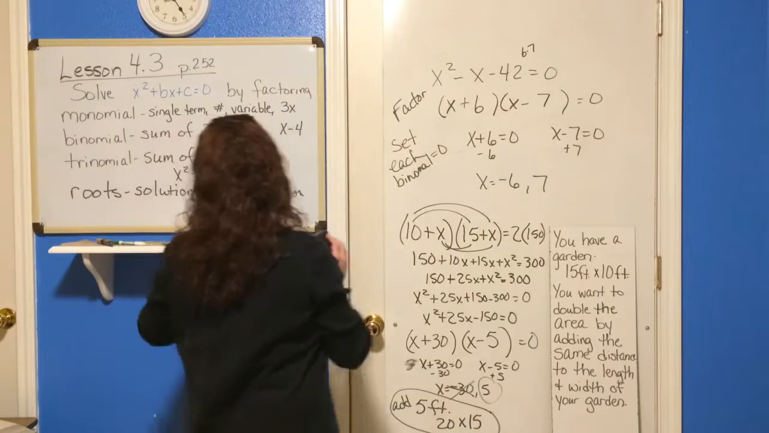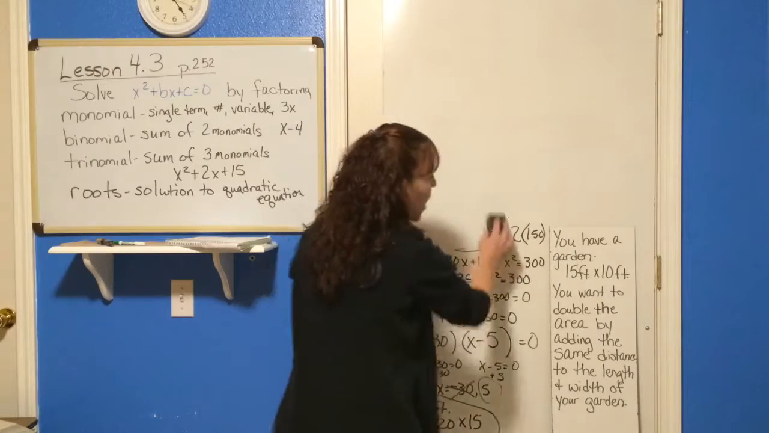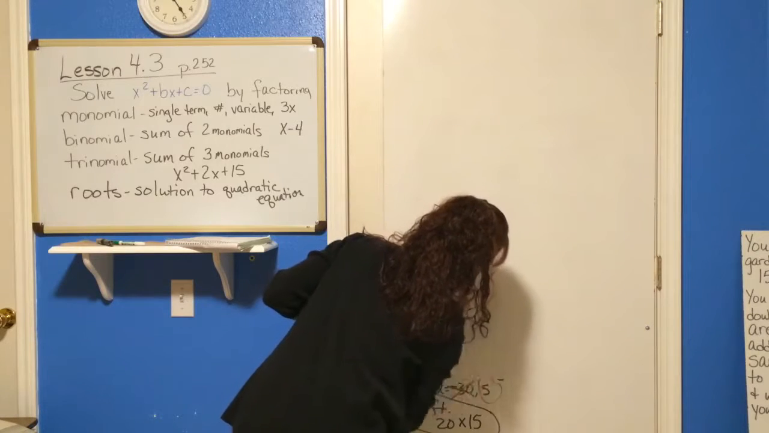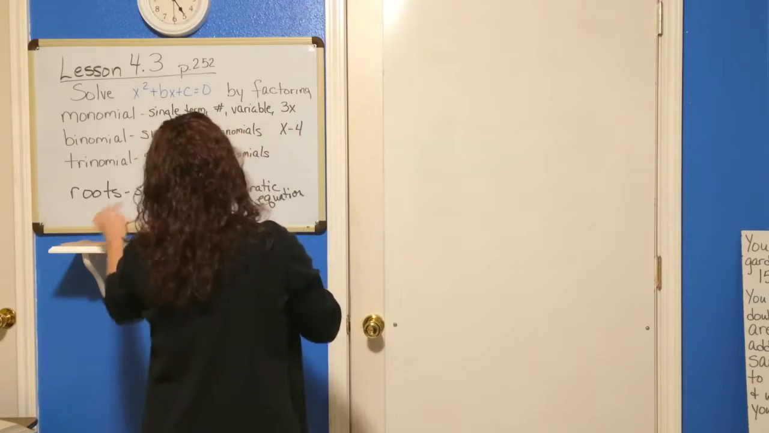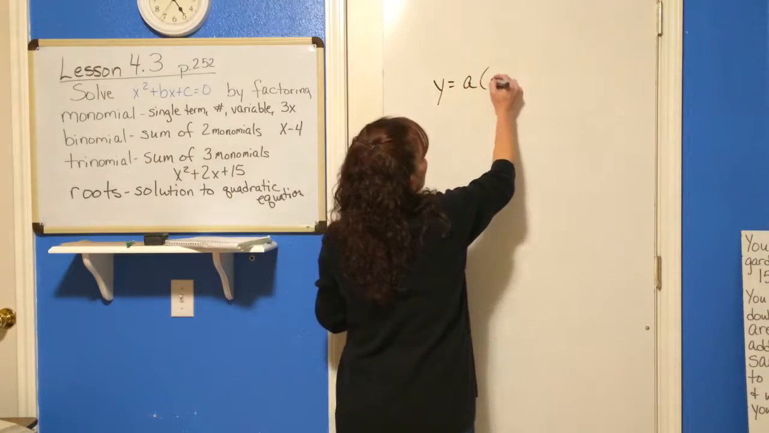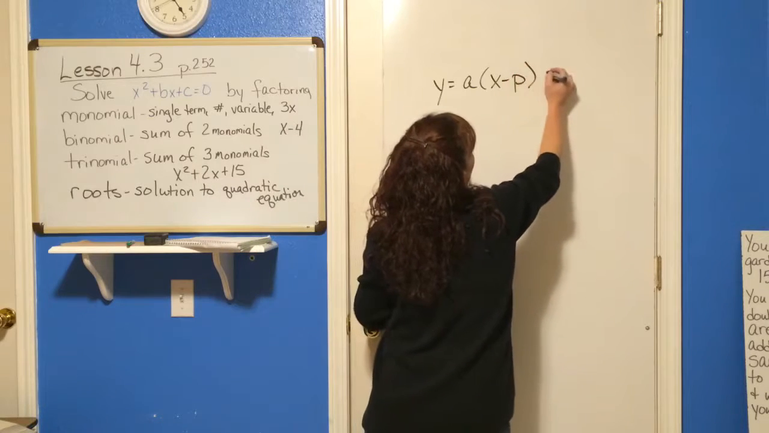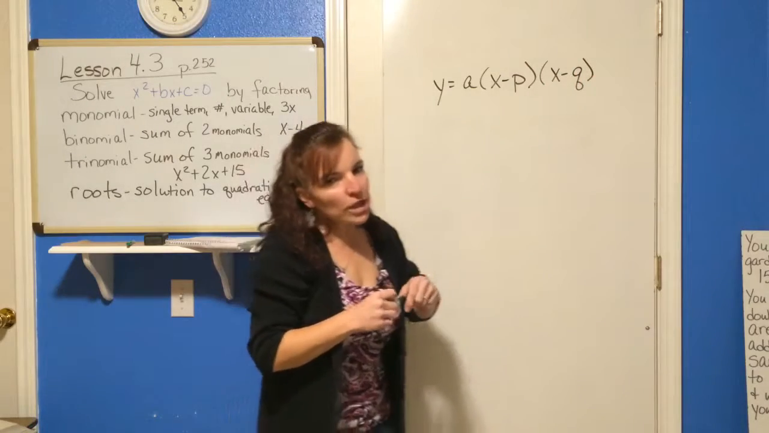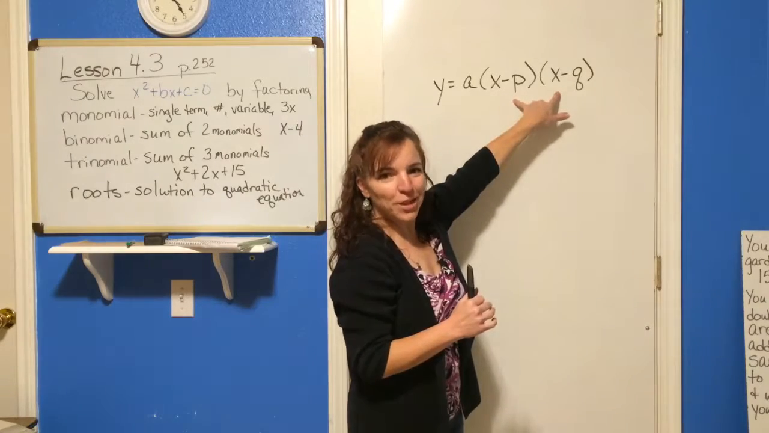All right, so the last thing is this. If you will remember, we had another form of quadratic equations that wasn't just in standard form. We also had, if you'll remember, the intercept form. The intercept form was y equals a times, was it p or q first? x minus p? Yep. And times x minus q. And if you'll look, that looks an awful lot like a factored equation.